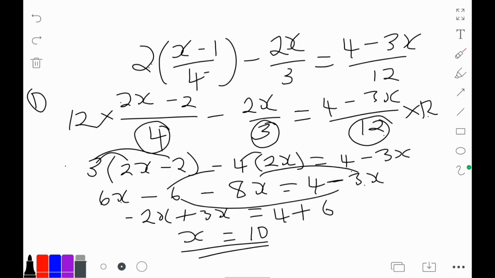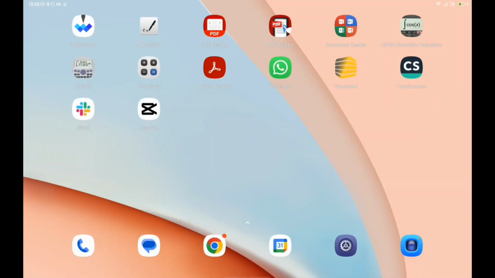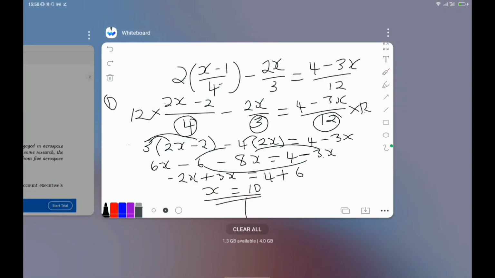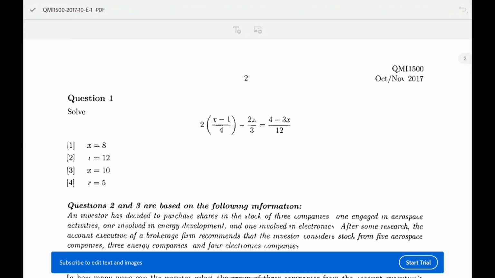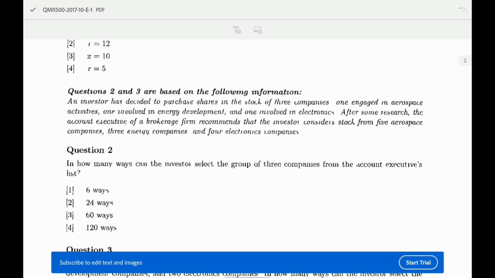So let's go to the question paper and check if we have x equals 10. When we come to our question paper, option number 3 is x equals 10. So we found that option number 3, x equals 10.